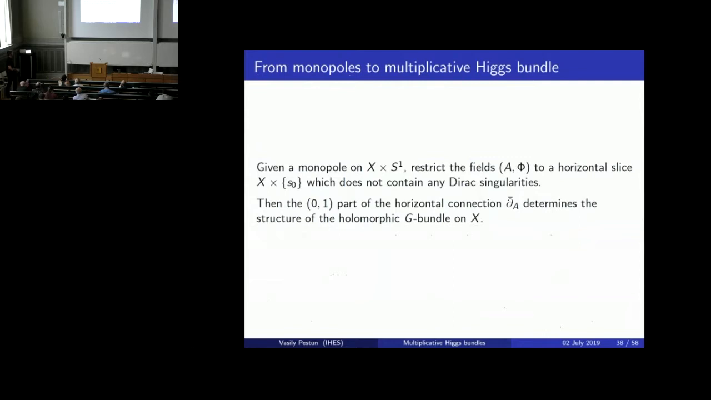Now, given the monopole on X times S1, we can restrict the fields A, phi to a horizontal slice by choice of any point on S1, let's say the point s0, which doesn't contain any Dirac singularities. And then by just looking at the (0,1) part of the horizontal connection, del bar, we find the structure of a holomorphic G-bundle on X.